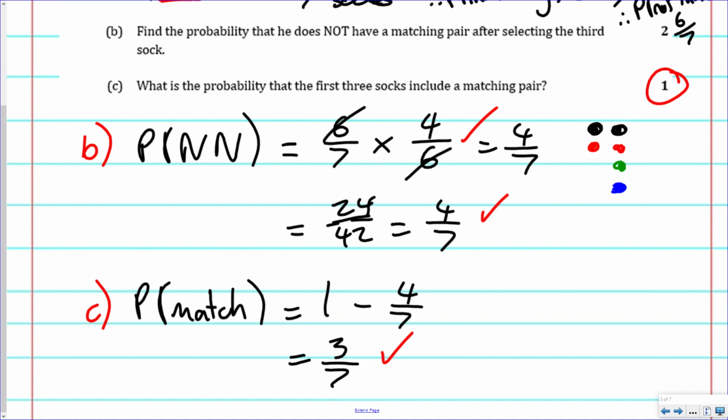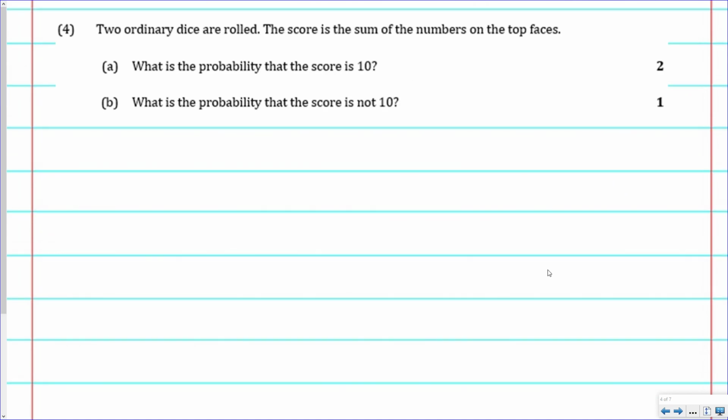So yeah, going into question 4 now. 2 ordinary dice are rolled. The score is the sum of the numbers on the top faces. So basically, you roll your 2 dice, add up what it is. So what's the probability that the score is 10? Okay, well, what we should first of all do is think about how many outcomes there could be in total. So let's just start off with that.